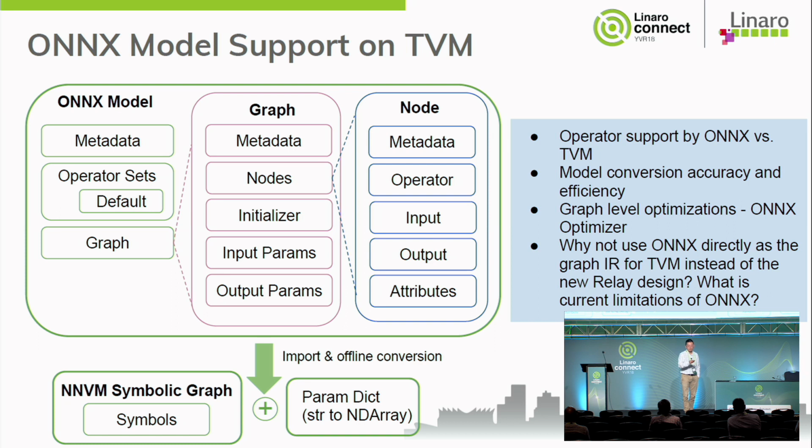Another thing is the accuracy and efficiency of the model conversion. Some people told me that they ran into a lot of problems before when converting ONNX models to NNVM graphs. So this is probably another thing we need to check. Because of the offline conversion, there may be some mismatch or missed support. And we can also think about graph-level optimization.